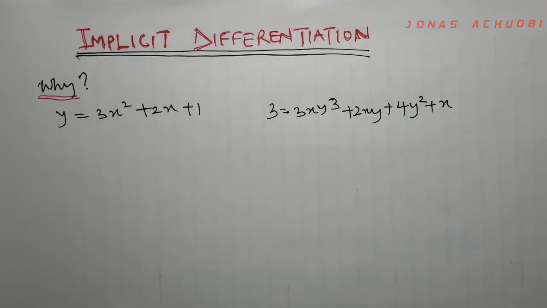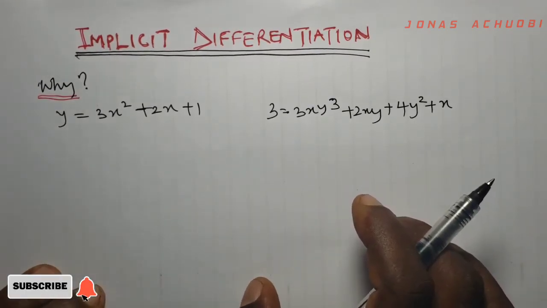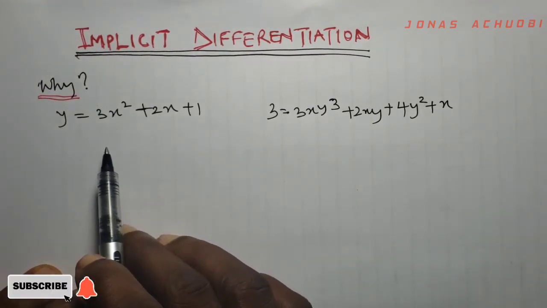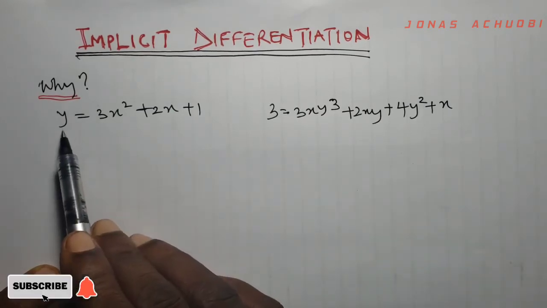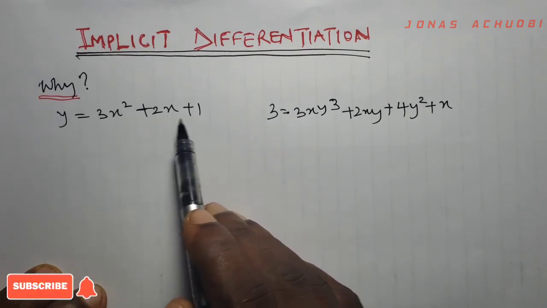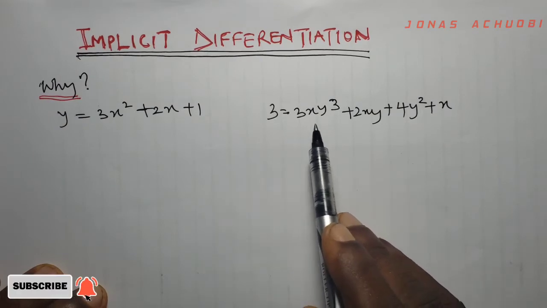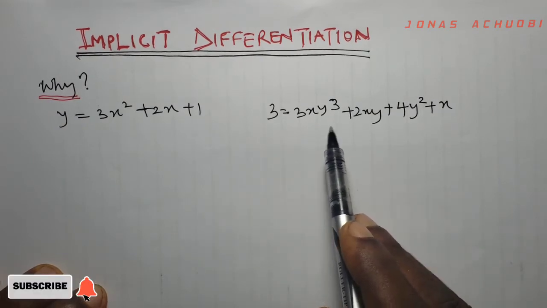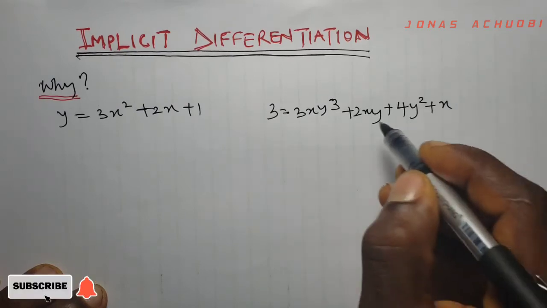So let us proceed. Now, to answer the question why, let us consider these two functions written down here. The first one is y equals 3x squared plus 2x plus 1. And the second function is 3 equals 3x y cubed plus 2xy plus 4y squared plus x.